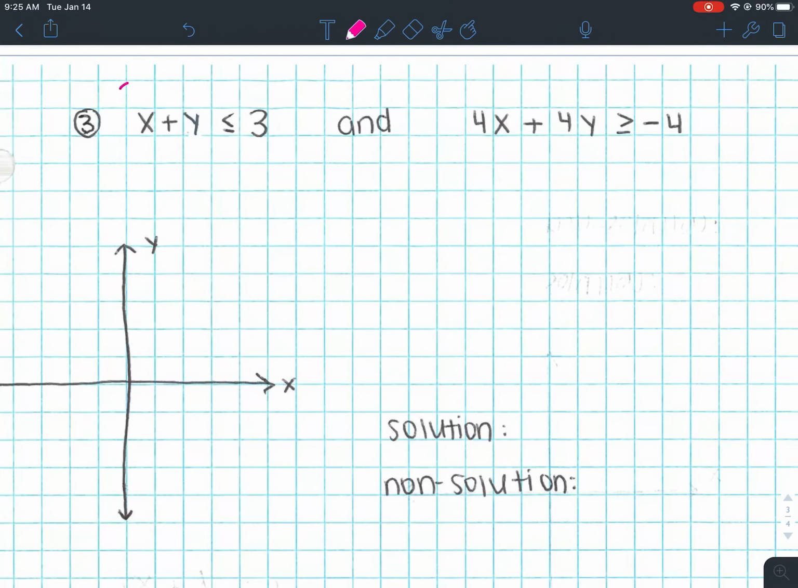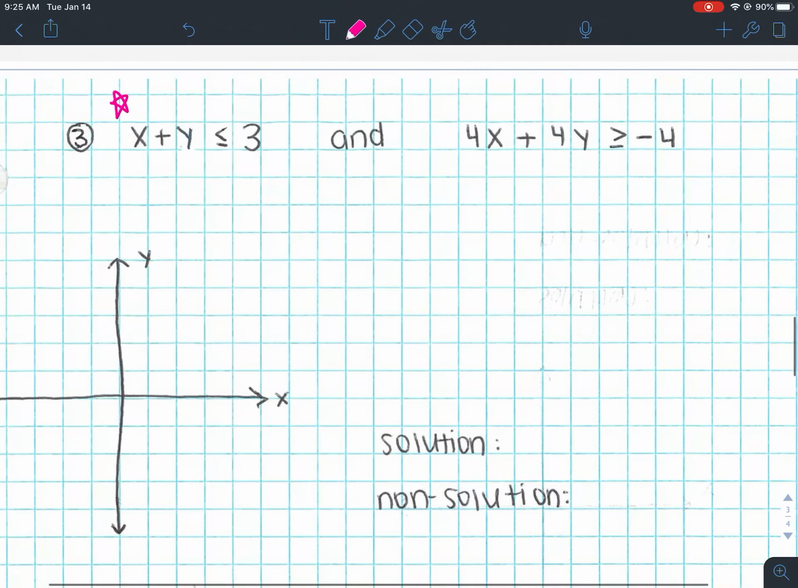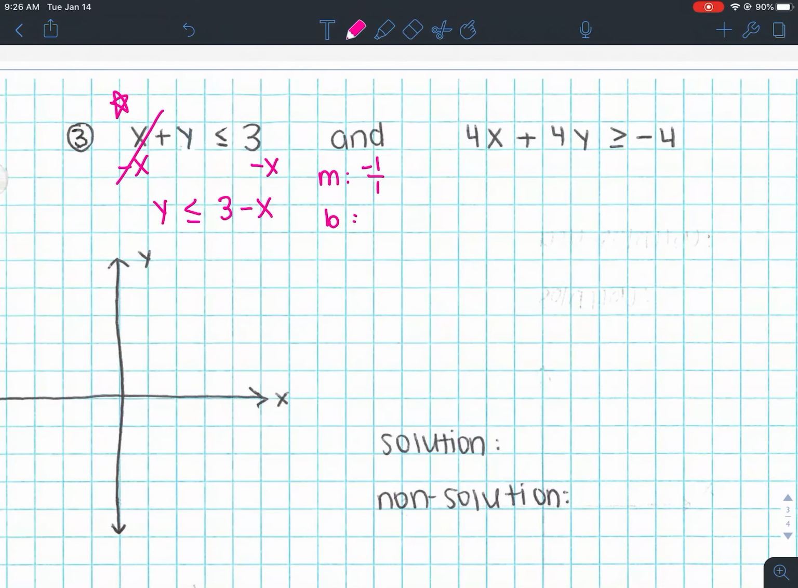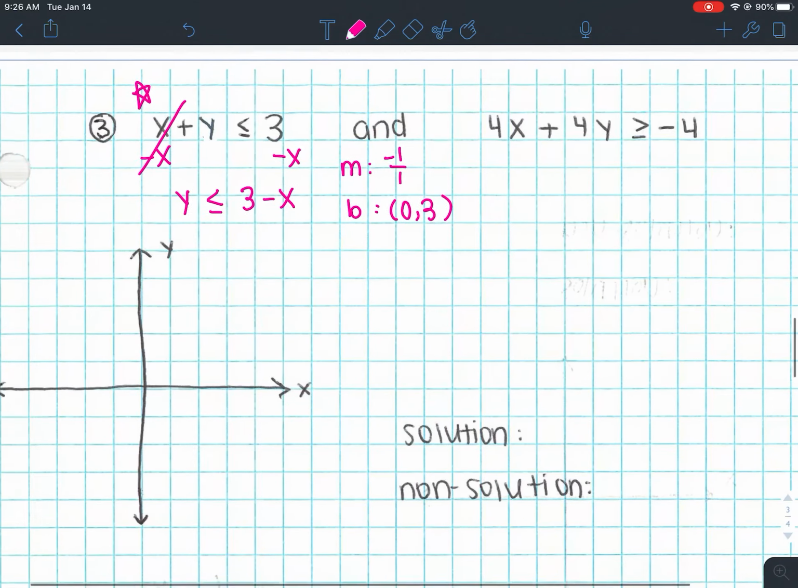So in both of my inequalities, my y is not by itself, so I want to get y by itself. In the first one, I'm going to subtract x on both sides. y is less than or equal to 3 minus x. Do I need to do anything else? No, because y is already by itself. Our slope here is negative 1 over 1, and our y-intercept is 0, positive 3.